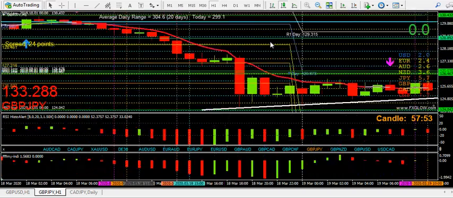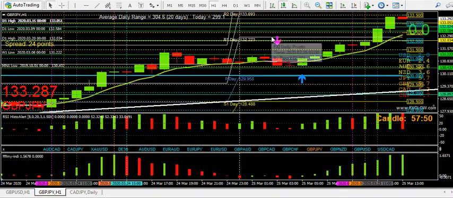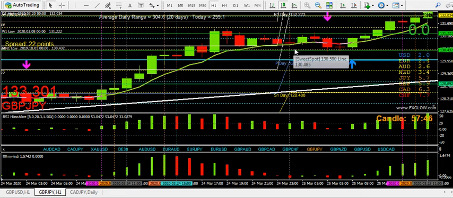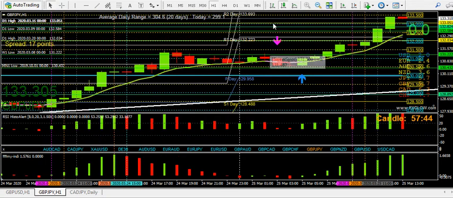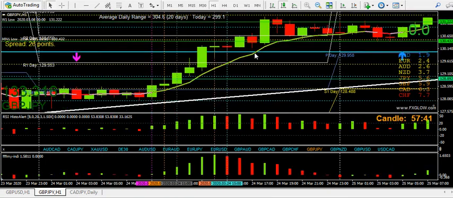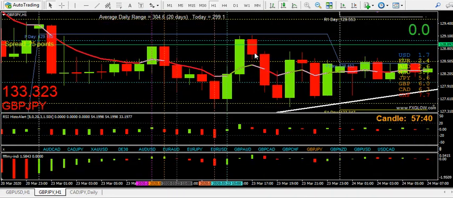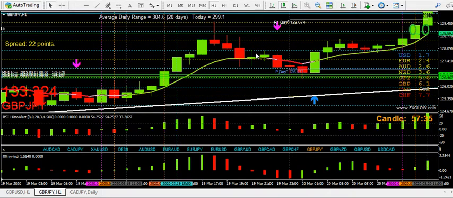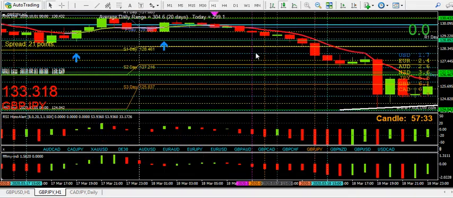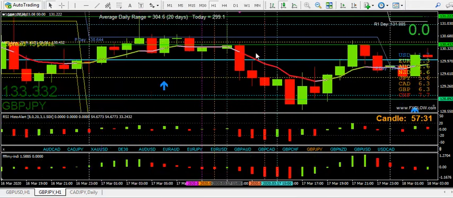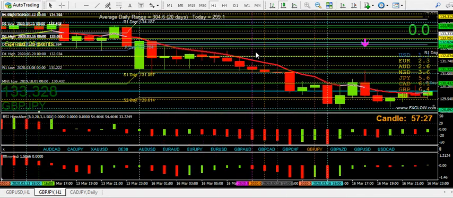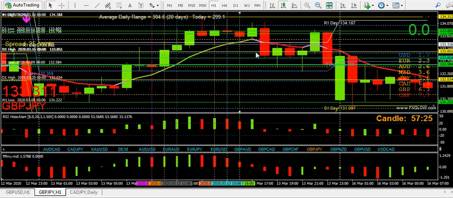Where's that highlighted green line gone? That's why I highlight them. It's probably hidden behind some of this stuff. Price way up there. Sorry about this, people. Ah, there's the highlighted line there. So this is what we've got above price now.